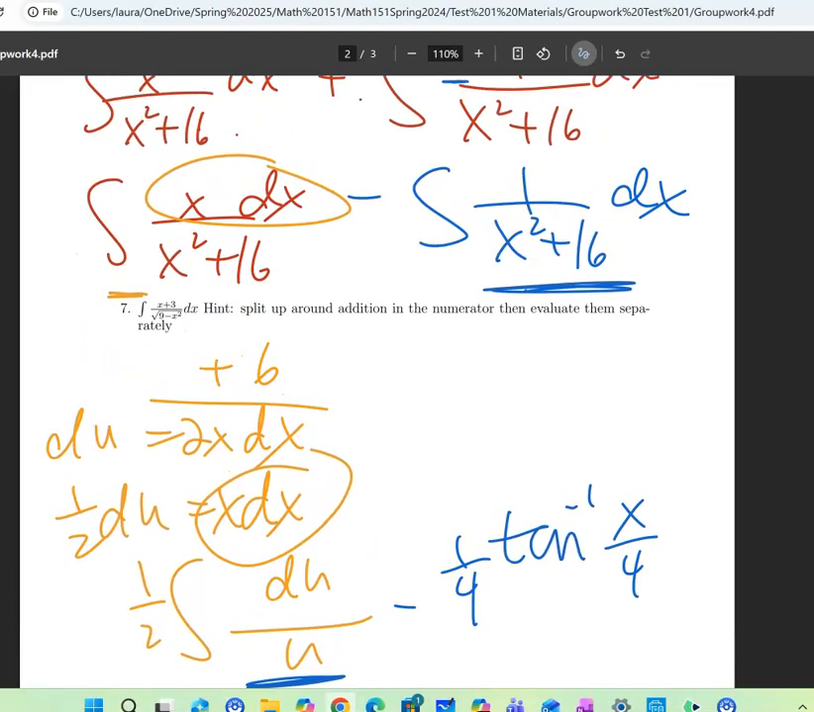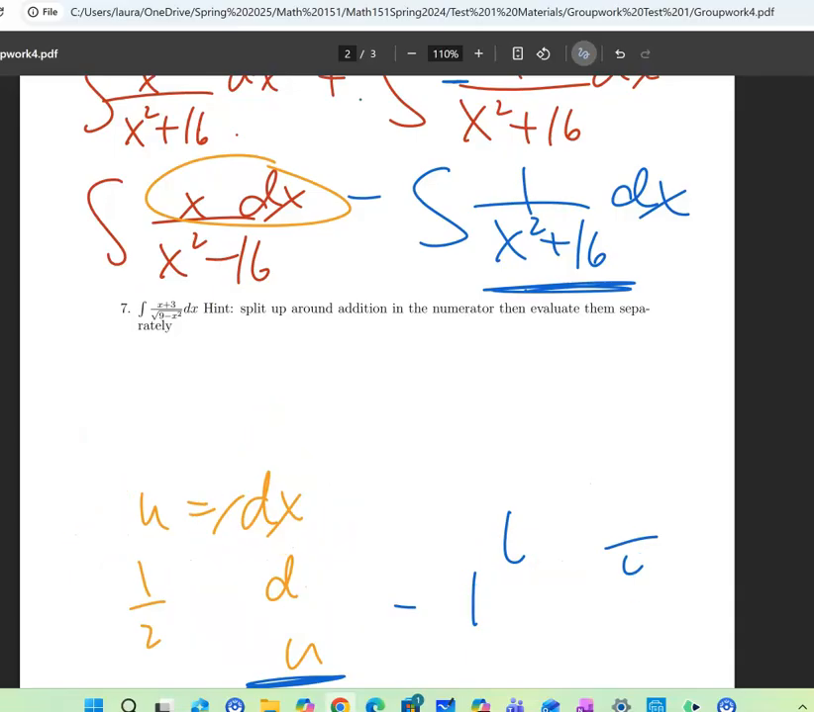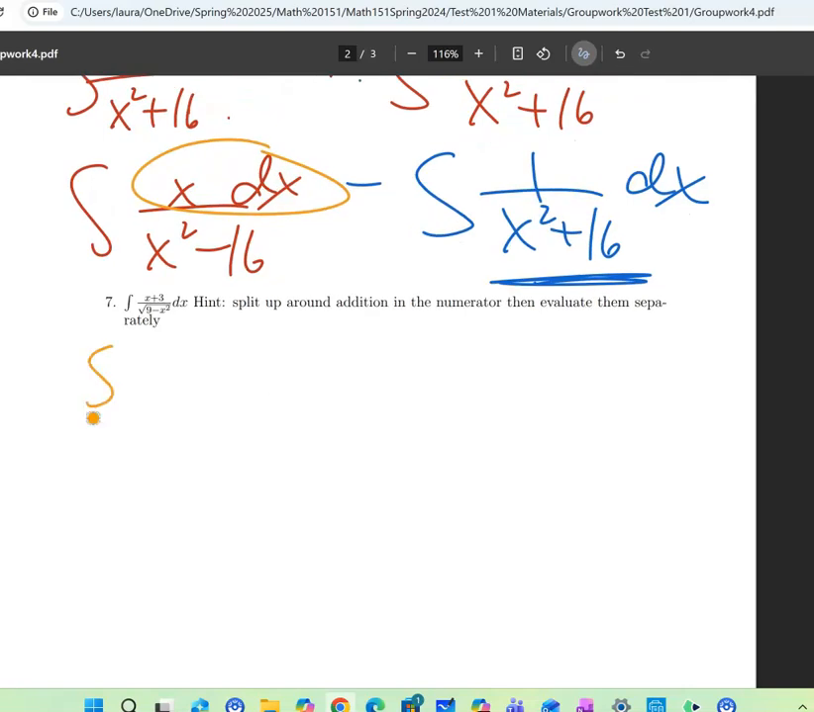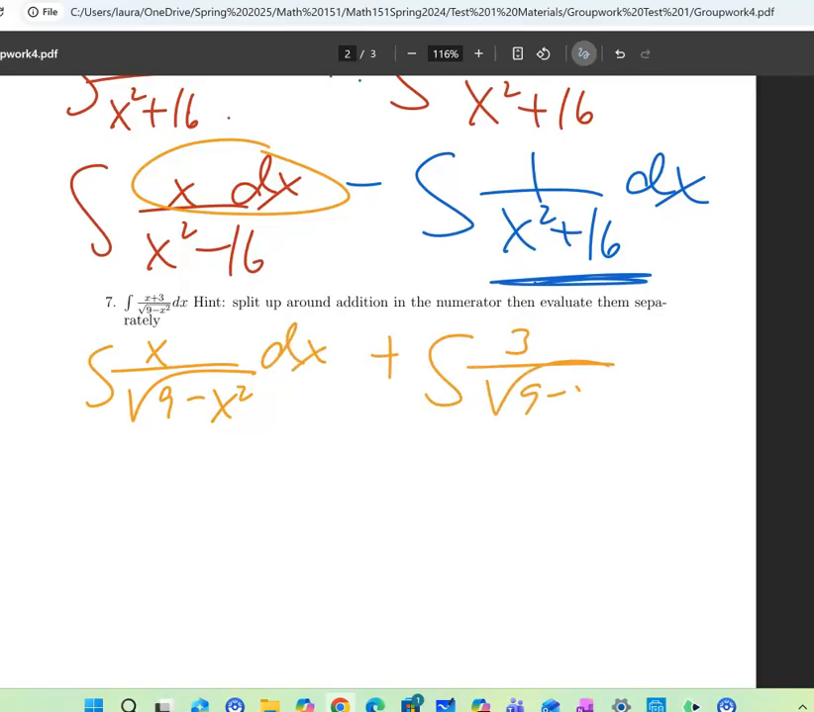So now let's go to the next one. Same idea. Split it around the addition, subtraction. This one has addition in the numerator, and I want to make sure that you have memorized all of the arctangent, arcsine things. So this is going to be x over root 9 minus x squared plus 3 over root 9 minus x squared. This needs u substitution because it's got the x up there, right? So du would be negative 2x dx. So I get a negative 1/2.